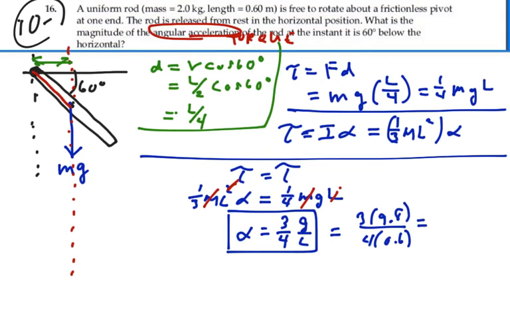And what does that give us? 3 times 9.8 divided by 4 divided by 0.6. 12.25, so we'll say 12.3 radians per second squared. So that is our angular acceleration of the rod at this moment. And we may notice that it is independent of the mass. So even though the mass was given in the problem, it was not needed in the problem. So it was extraneous information. The angular acceleration is 3/4 g over L, 12.3 radians per second squared for this problem.